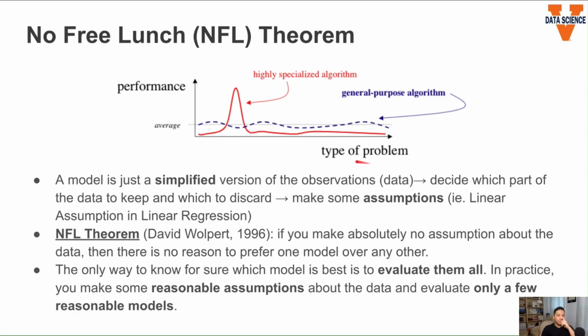For some context of the problem, you may be able to make some good assumptions, and then you have a highly specialized algorithm, but then it won't perform as well as a general purpose algorithm on other problems, right? So there's no one size fits all here. Typically, when you make assumptions on a specific task, your learning algorithm may not perform well on other tasks. So it's very difficult to have a general purpose learning algorithm because of the assumptions that we make.